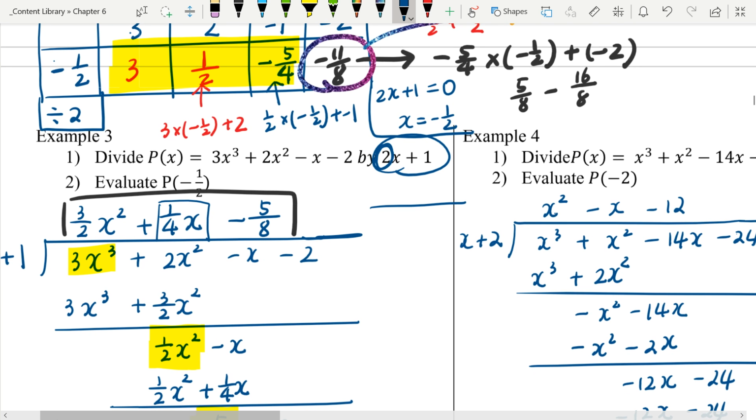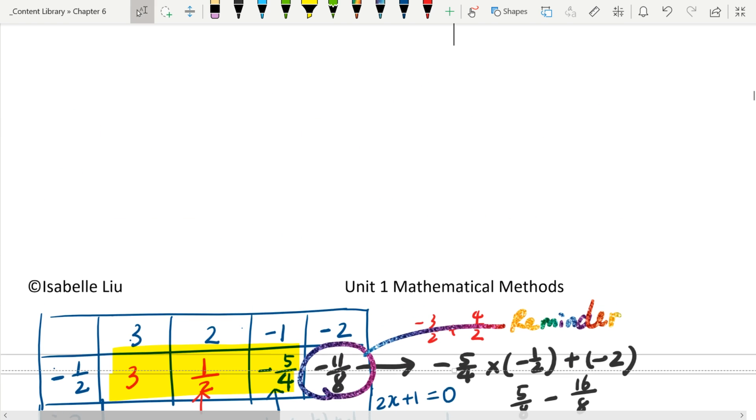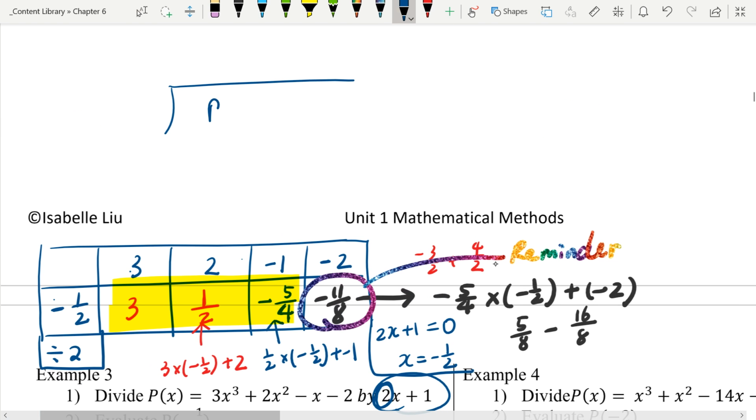So what we will have is, we have the P(x) here. We divide by 2x plus 1. The quotient becomes 3/2 x squared plus a quarter x minus 5/8.